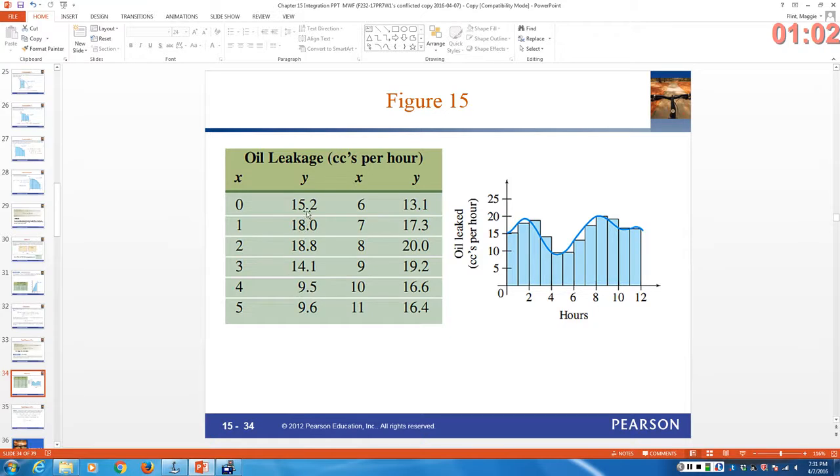So now we've got 12 rectangle heights, and each one of those rectangles is 1 unit wide. So actually, the first rectangle has an area of 15.2, the second one has an area of 18, the third one has an area of 18.8, and so forth. So if you want to know the total amount leaked in cc's per hour, then all you have to do is add all these up.